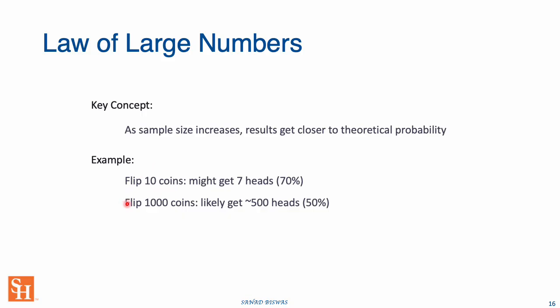Now what will happen if you flip the coin 1000 times? Then it is very likely that about 500 times heads will appear. That means in that case the probability will be around 50%. And you can see that as the number increases, the relative frequency becomes very close to the theoretical probability, right? And that is known as the law of large numbers. So as the sample size increases, the relative frequency becomes close to the theoretical probability.